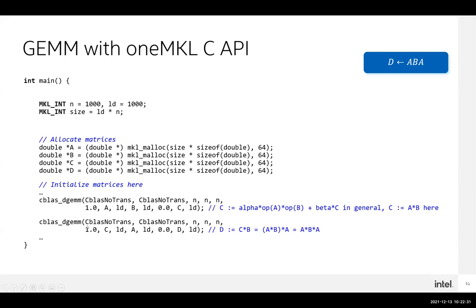And next, the second invocation of cblas_dgemm calculates C times A, which is A times B times A really. So we achieve our goal, and you see how the oneMKL C API is used.